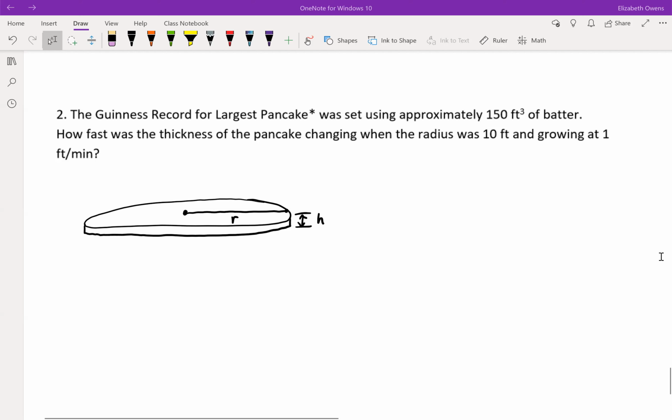So the amount of batter is not changing. They made 150 cubic feet, and that was it. As this pancake is growing and spreading, they're not making more batter and adding that to it. And they're not taking batter out of the pancake or anything. So the amount of batter is not changing. And that amount, you'll notice, is 150 feet cubed.